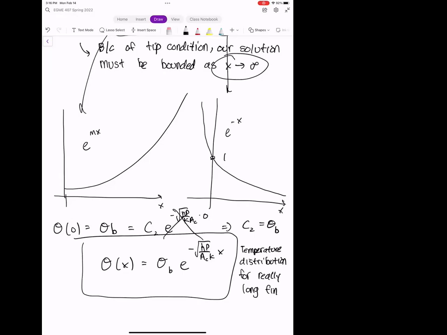All right. Any questions on this? Yep. So if the fin reaches thermal equilibrium, does that mean no heat loss or heat transfer? It does. Yep. So condition 4 right here also overlaps with condition 2.